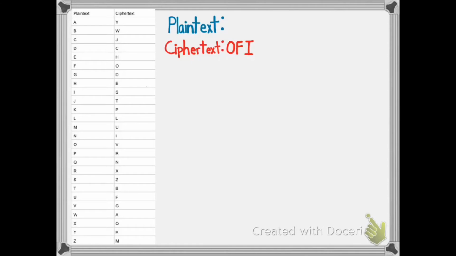To start off, you want to look at the ciphertext. We can see that the encoded message starts with an O. To decode the O, we look at the key and find O in the ciphertext. Then we look over into the column next to it and find that letter in plain text. We can see that the letter is F, so an O actually stands for F.